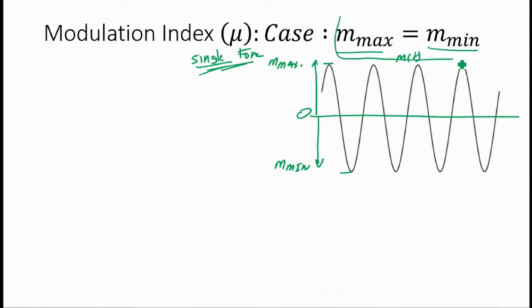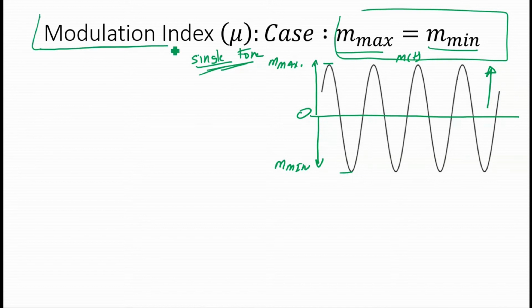So this is our case. And we have already discussed that in order to modulate using AM, we need to shift it up. But the question is, how up is good enough? So the criterion to quantify that is basically the modulation index mu.